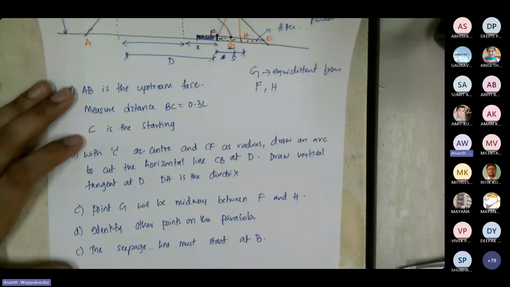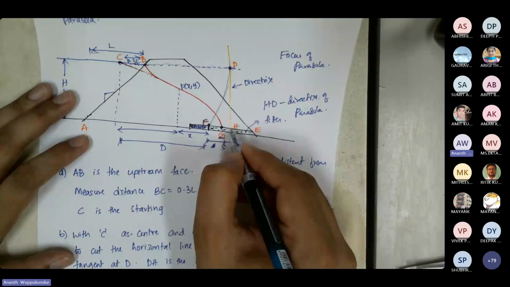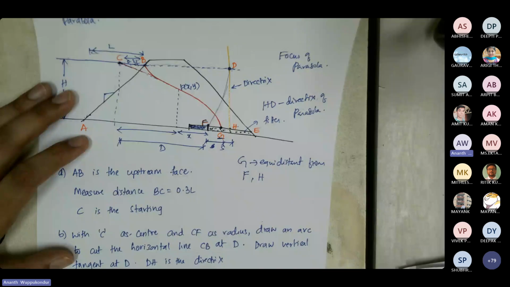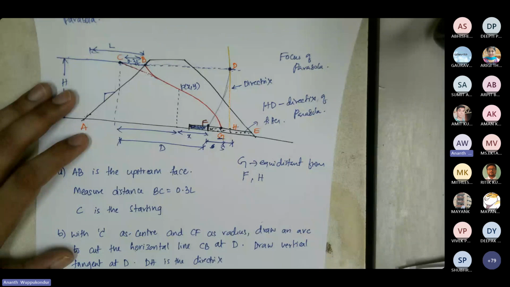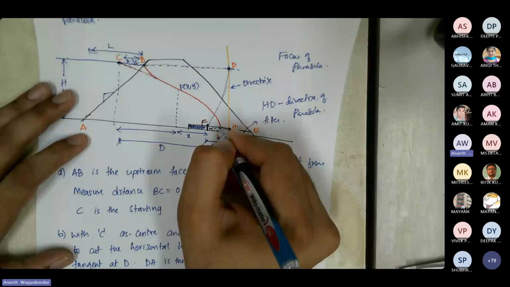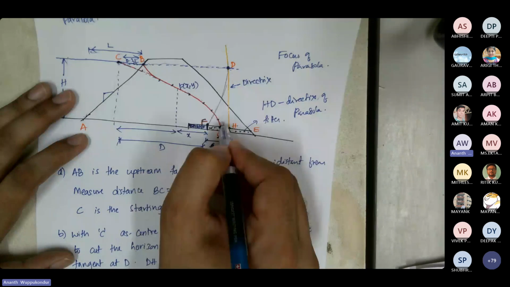So now we know what point G is, and we also have the point H where the directrix is, and we know point C where the parabola is starting. Based on the parabola properties, you can plot the parabola by identifying points. If you keep identifying the points along the parabola, you get a set of points, and if you join them, that becomes your parabola of the seepage line.